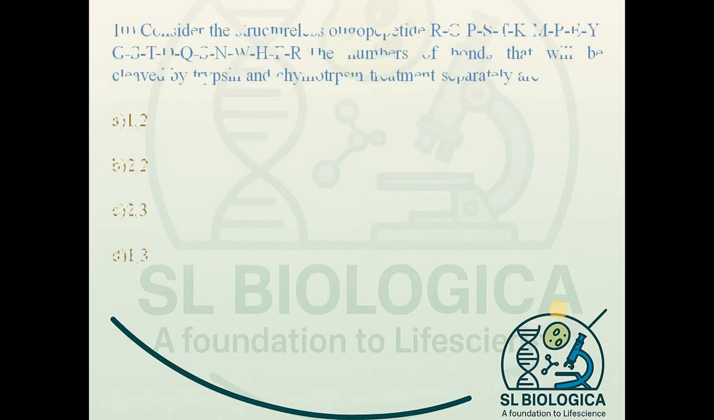The next question. Consider the structureless oligopeptide RGPSPKMPEYGSTDQSNWHFR. All these letters indicate each amino acid. So this is an oligopeptide sequence. The number of bonds that will be cleaved by trypsin and chymotrypsin treatments separately are. So we have to find out the number of bonds cleaved by trypsin and chymotrypsin in this oligopeptide.